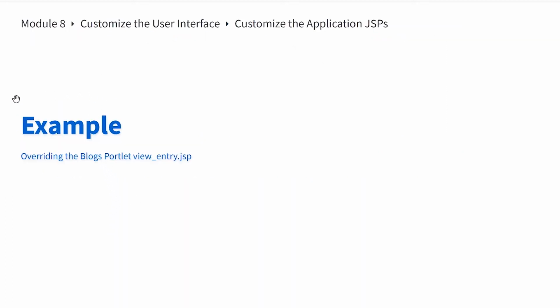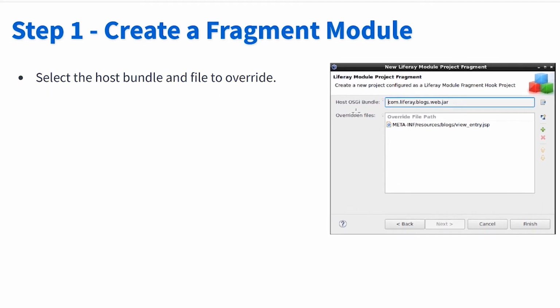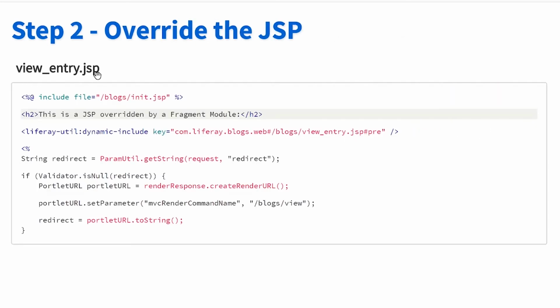Let's go over an actual example here. So we're going to be overriding the blog's portlet viewEntry.jsp like we did in the first example, but with another method. Inside of our Liferay developer tools, we're going to create the fragment module. So we're going to select the host bundle and the file to override. In this case, we have the Liferay blogs web jar as our OSGI host bundle, and we're choosing to override the viewEntry.jsp. Here we can see the actual viewEntry.jsp that we'll be making changes to.